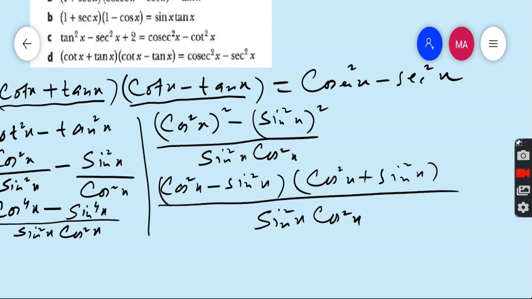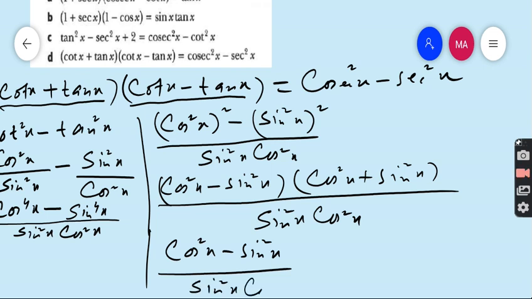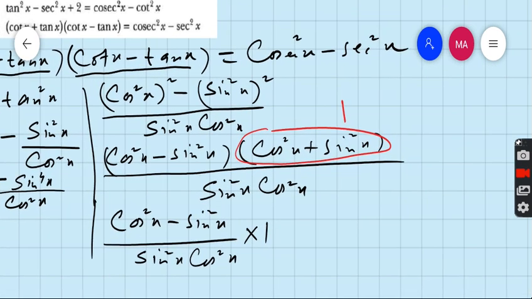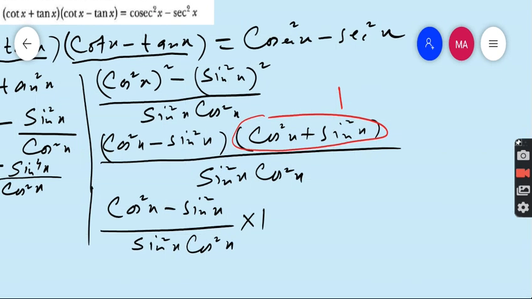So cos square x minus sin square x upon sin square x cos square x, and this cos square x plus sin square x is 1, because this is the identity, so it is multiplied by 1. So something multiplied by 1 is something.